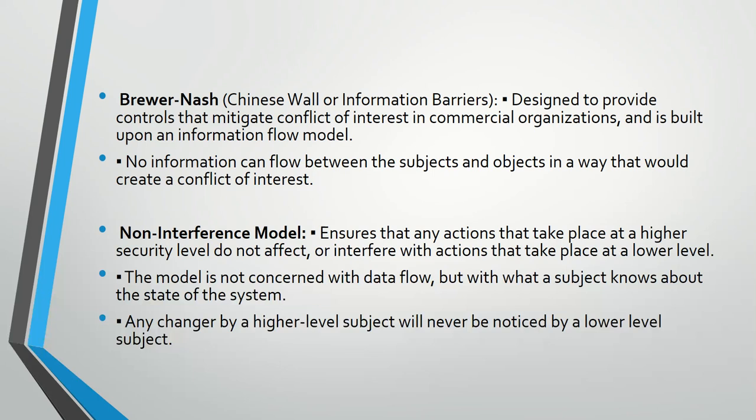This model is not concerned with data flow, but with what the subjects know about the state of the system. Any change by a high level system will never be noticed by low level subjects. So based on the classification level, you can do that modification on your level only, and nobody in the level above you and below you will be able to know about the transactions.